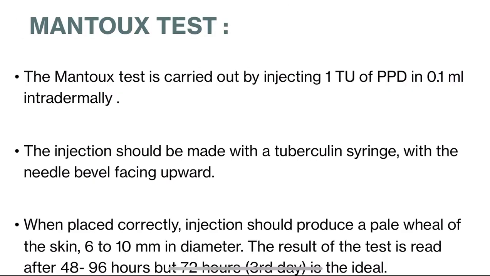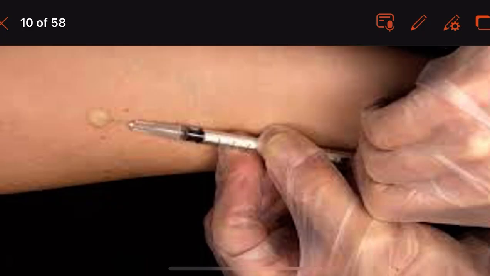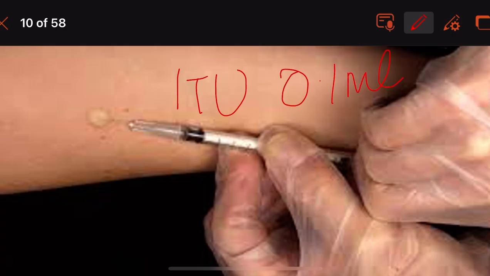Then comes the Mantoux test. The Mantoux test is carried out by injecting 1 tuberculin unit of PPD in 0.1 ml intradermally. So we see in the picture, in the next slide, you can see the injection. What is it? The Mantoux test. How is it carried out? By injecting 1 tuberculin unit, that is 0.1 ml, intradermally.